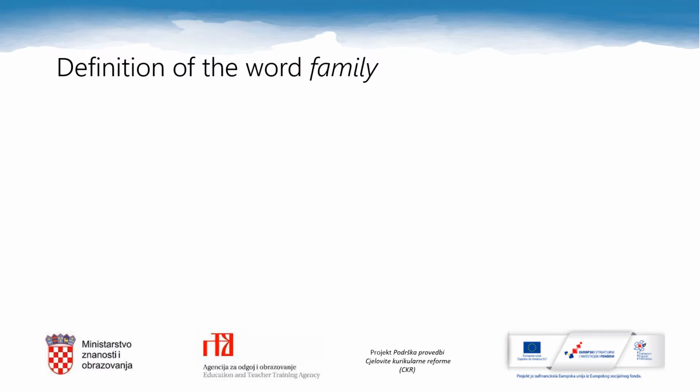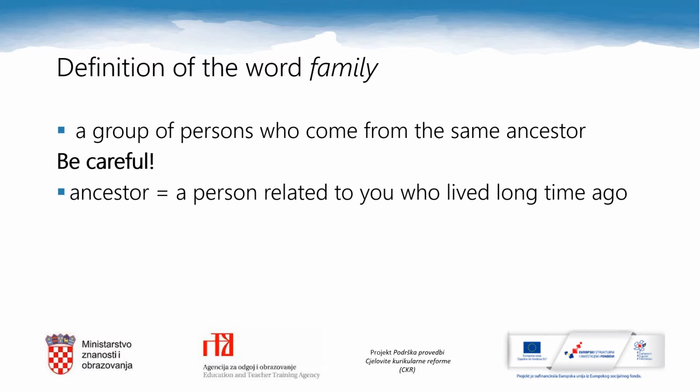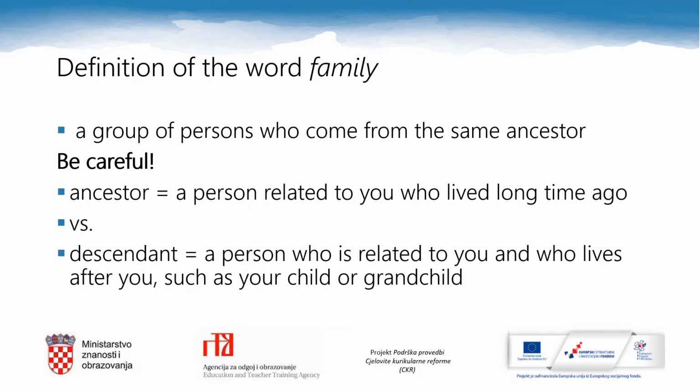Cambridge Dictionary defines the word family as a group of persons who come from the same ancestor. However, be careful to make a difference between words ancestor and descendant. While an ancestor is a person related to you who lived long time ago, a descendant is a person who is related to you and who lives after you, such as your child or grandchild.